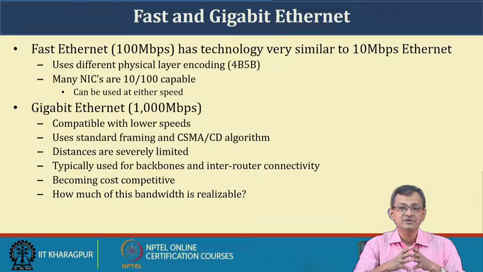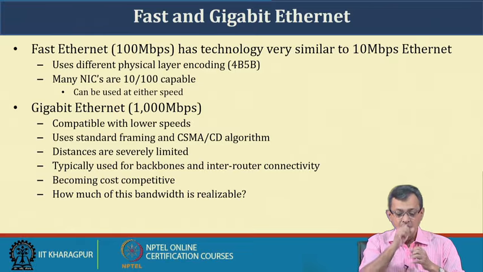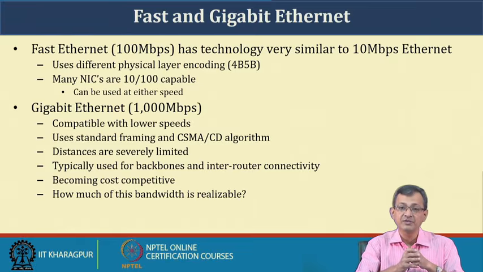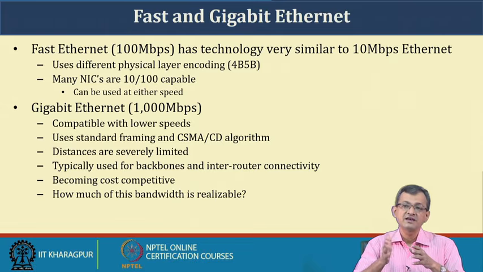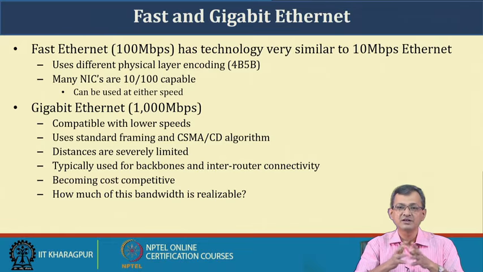Fast Ethernet, which gives 100 Mbps, has technology very similar to 10 Mbps, but uses a different physical layer encoding, 4B/5B. We will see that when we discuss the physical layer sometime in this lecture series. Many NICs have both 10/100 compatibility, so that means it negotiates and finds out which speed to use.